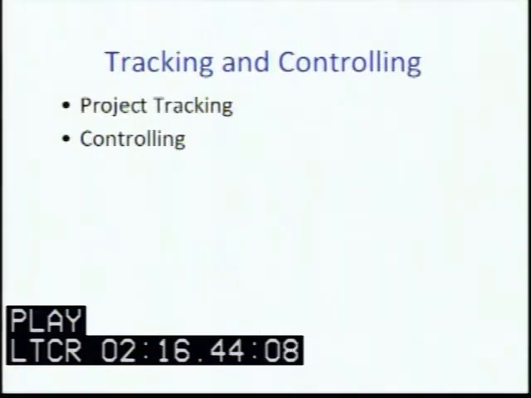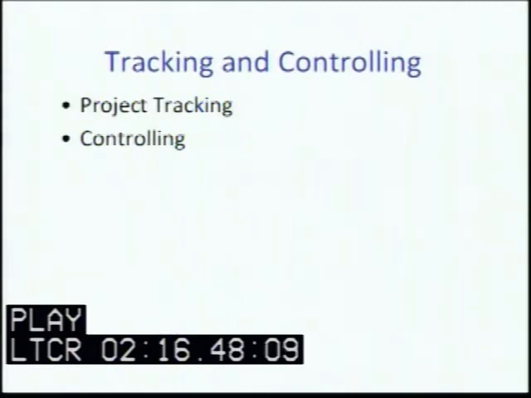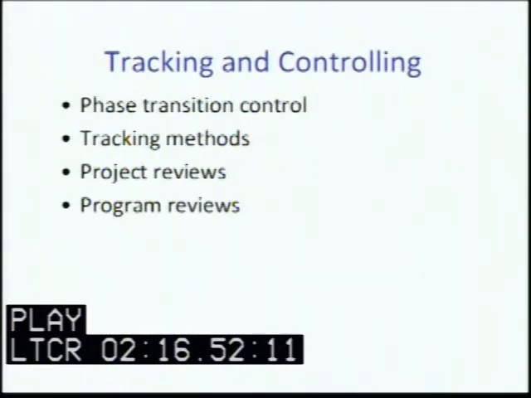Now let's take a look at tracking and controlling activities. What do we need to do for project tracking, and what do we need to do for controlling? One of the things we need to keep track of is when we transition from one phase to another in our project. So what we might call phase transition control.